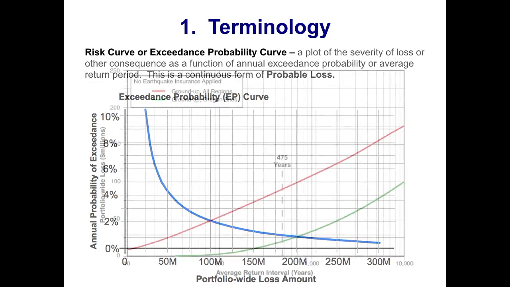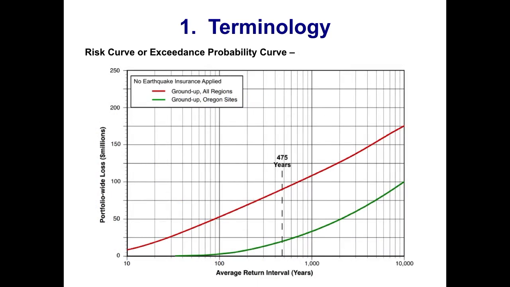Another way of representing the same information is with the risk curve shown below, where we plot portfolio-wide loss on the y-axis and average return interval on the x-axis, and in order to cover the span of years that we'd like to, we typically make the return interval a logarithmic axis.